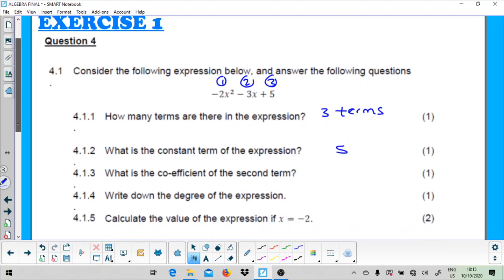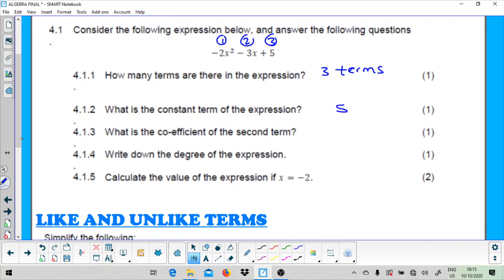Okay, now after this you have to find the coefficient of the second term. So since we have already numbered our terms, the second term here is a negative 3x. So you want the coefficient. So the coefficient of x at this point will be negative 3. Okay, so that would be the solution for that. Write down the degree of the expression. So this polynomial, according to what we are seeing, the maximum power that is here is 2. So again, it is a second degree polynomial, or second degree expression as they would like to call it.